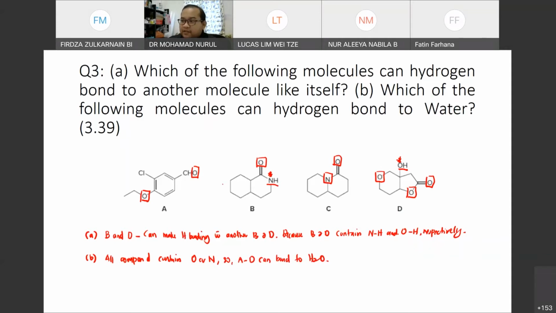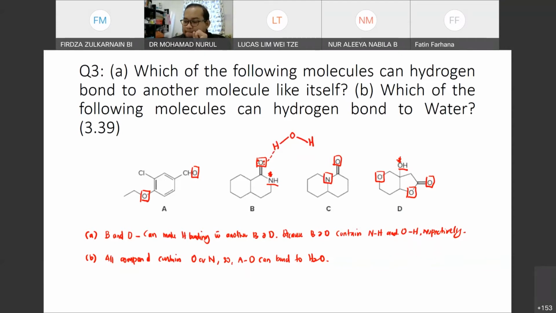For example, I just take one, this one. They have a pair of electrons. They can interact with water. That's why they can make a hydrogen bond with water. It's also related to the solubility, of course. It's all about hydrogen bond formation.